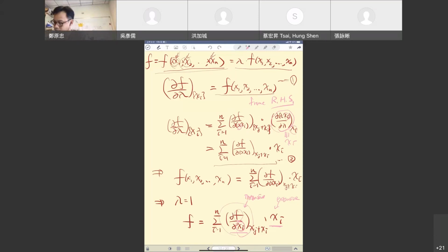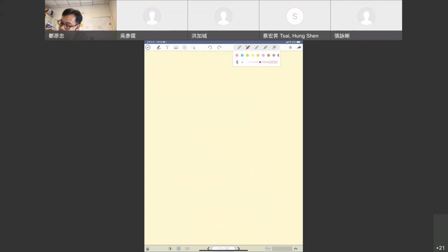So this f, a first order homogeneous function, can be written as a summation over many terms. Each term has two parts, one intensive variable and another one is its extensive variable. Nothing else. There's no constant associated with this. Otherwise, the function will not be extensive. And this intensive variable and extensive variable are connected to each other because this intensive variable is the derivative of f with respect to this extensive variable. So they are conjugate variables, you see. Partial f partial si, and si, conjugate variables. They are conjugate pairs.